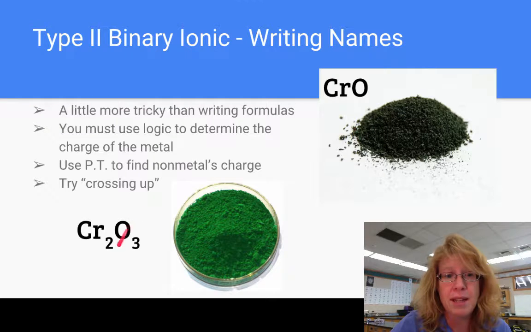Oxygen is a 2-, and that's where that little 2 down there came from. Cross it up, right? And that makes sense. So what's the charge of chromium here have to be? Well, if I cross up the other one, it must be chromium 3, chromium with a 3+ charge to it.